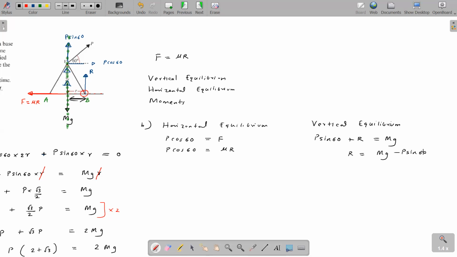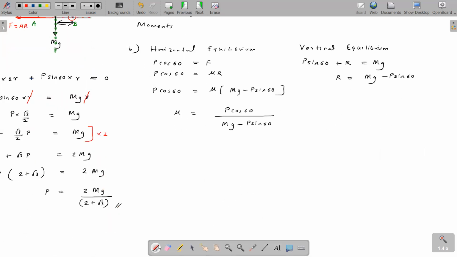Can you see, guys? Right. So then all you have to do is substitute that value of R back here. P cos 60 equals mu times the normal reaction you found, which is mg minus P sine 60. Are you with me, guys? So make mu the subject. You get mu equals P cos 60 divided by mg minus P sine 60.